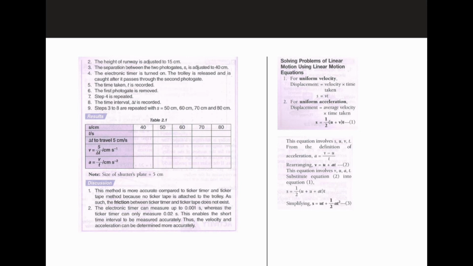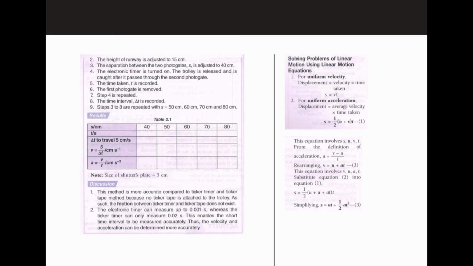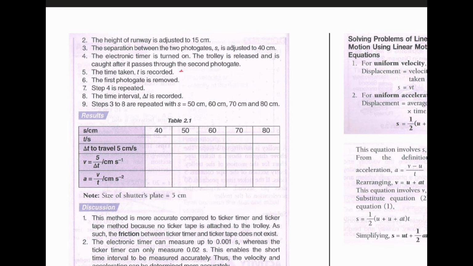Okay, so the time T here is the time, like what I explained just now. The first photo gate will start the timer, the second photo gate will stop the timer, and hence the T here is the time taken between two photo gate. In other words, it is the time taken for the trolley to travel by 40 cm.